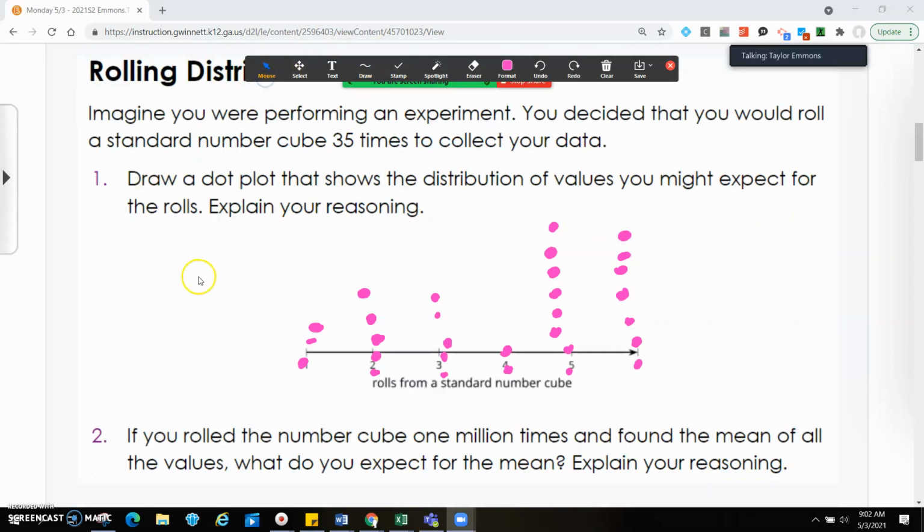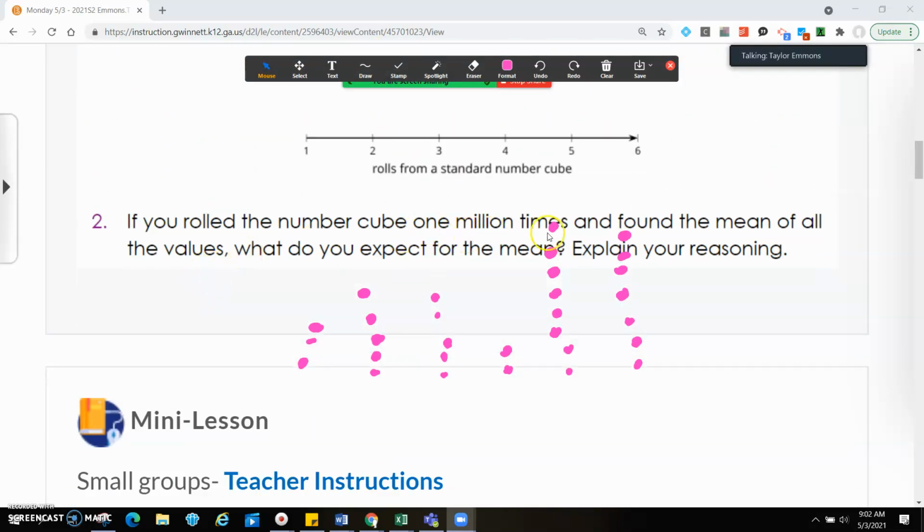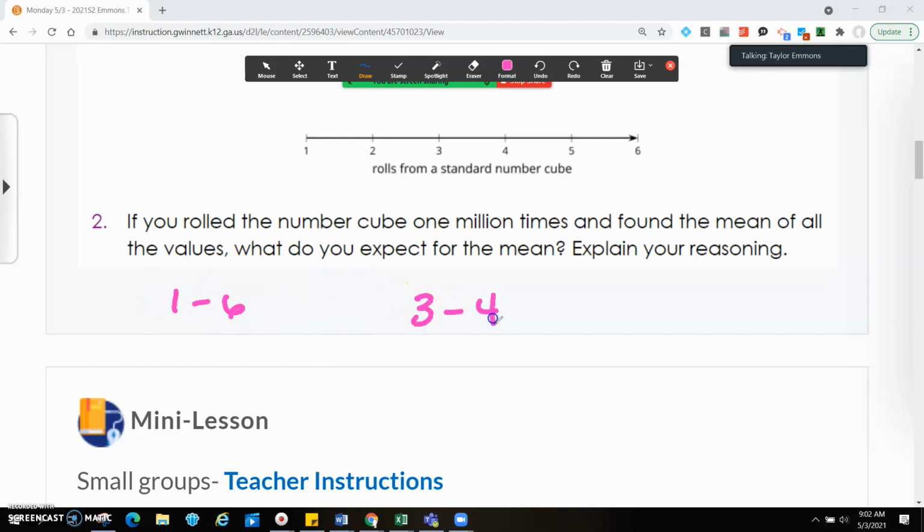So coming down here to the next one, if you rolled the number cube 1 million times and found the mean of all the values, what do you expect for the mean? Well, if we have numbers 1 through 6, and we have an equal representation of 1, 2, 3, 4, 5, 6, at least one roll for each of those, and then a bunch of 6s, and a bunch of 2s, then we're going to roughly be around the mean of like 3 to 4, because a 1 and a 6, if you find the middle, it's going to be roughly around 3, 4, right?